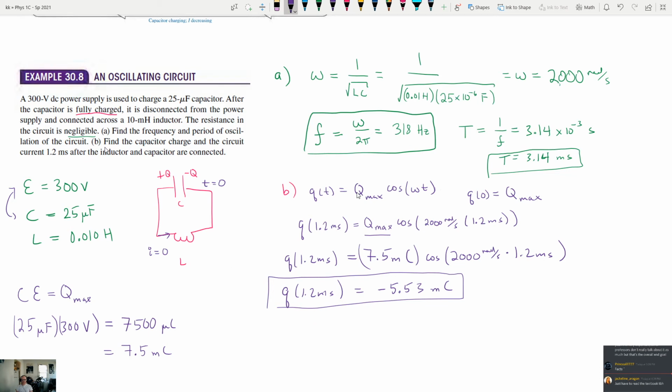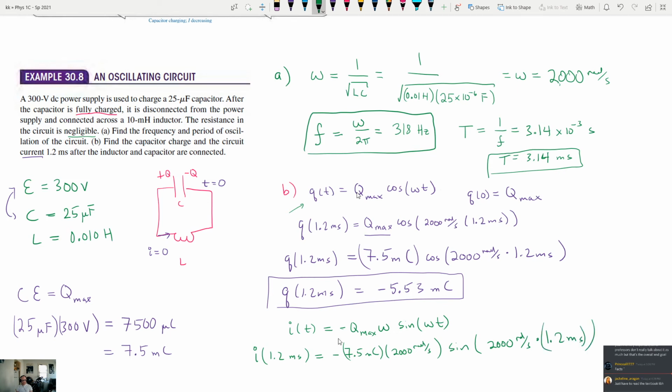And then the other thing we wanted to find was the current in the circuit after the inductor and capacitor are connected. To find the current, we knew what the charge on the circuit was, so we can find the current by taking the derivative of that. So I of t should be equal to negative Qmax times omega times the sine of omega t. If we plug in our numbers, the current at 1.2 milliseconds should be equal to negative 7.5 millicoulombs, times omega, which was 2,000 radians per second. So coulombs per second, that'll give us current, and we do the sine of 2,000 radians per second times 1.2 milliseconds. And that should give us the current.